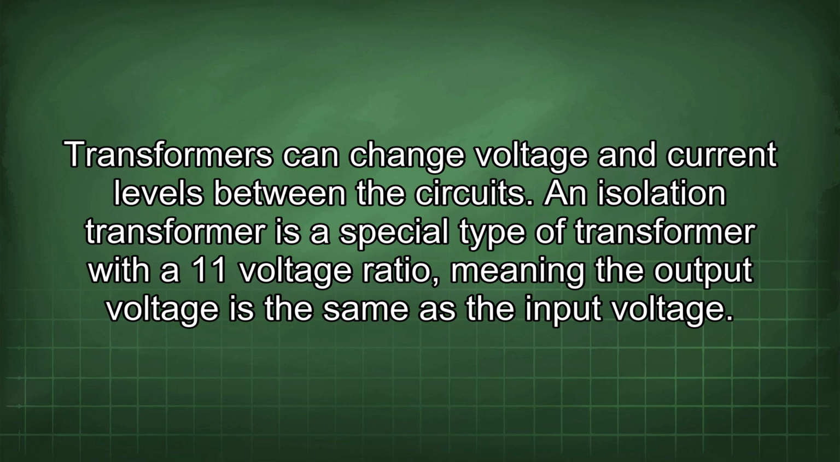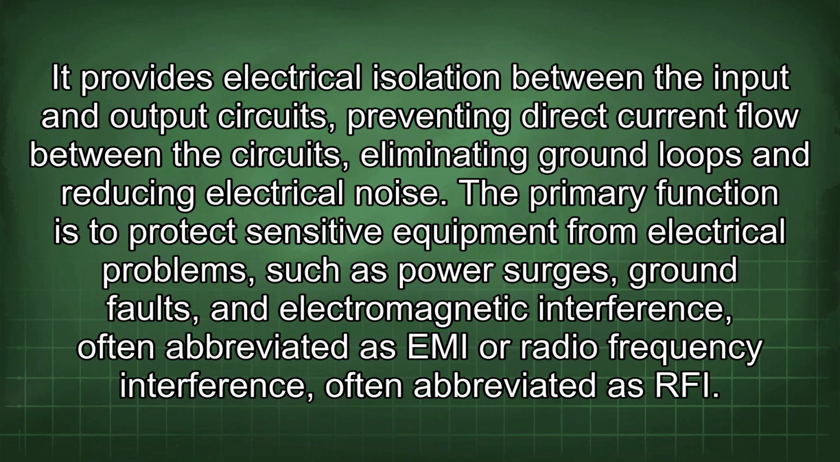An isolation transformer is a special type of transformer with a 1:1 voltage ratio, meaning the output voltage is the same as the input voltage. It provides electrical isolation between the input and output circuits, preventing direct current flow between the circuits, eliminating ground loops and reducing electrical noise. The primary function is to protect sensitive equipment from electrical problems, such as power surges, ground faults, and electromagnetic interference, often abbreviated as EMI, or radio frequency interference, often abbreviated as RFI.